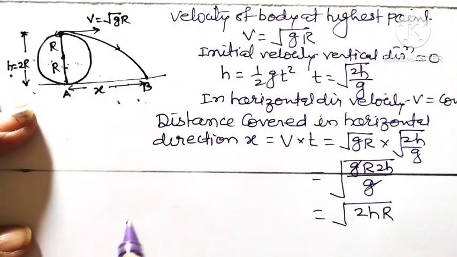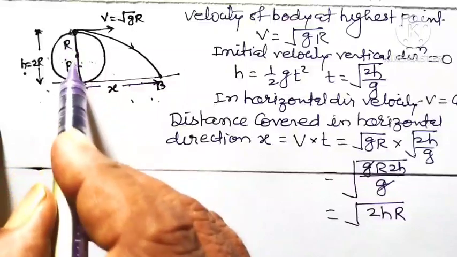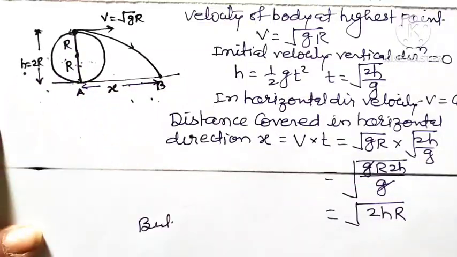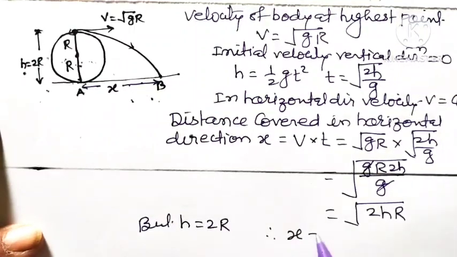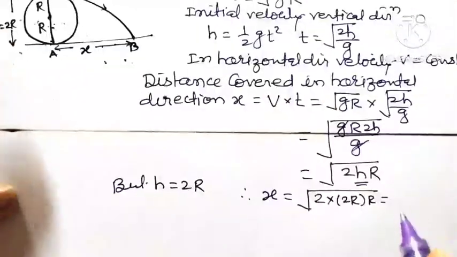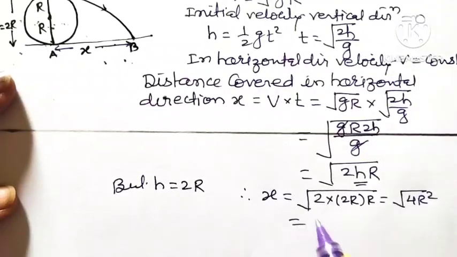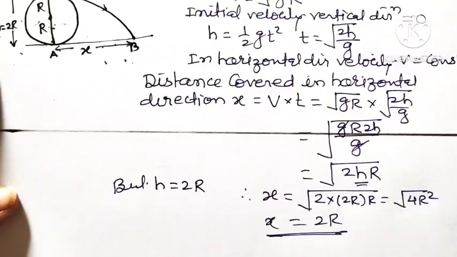But what is the height? Height h is equal to r plus r, which is 2r, the height from where the body is falling. As h is equal to 2r, the horizontal distance x is equal to under root of 2 into 2r into r, that is equal to under root of 4r square, which is equal to 2r. So the horizontal distance x is equal to 2r.